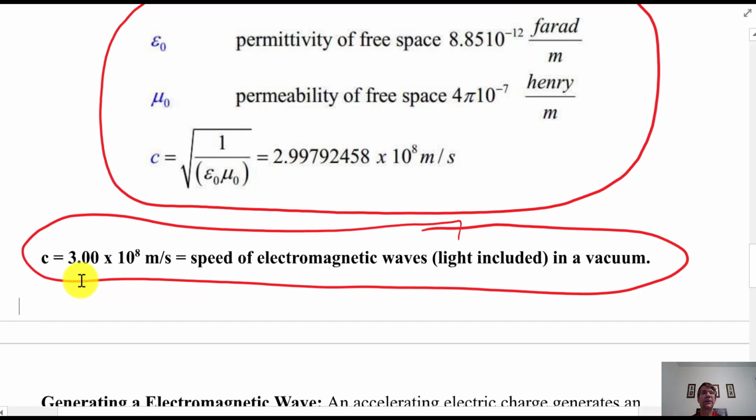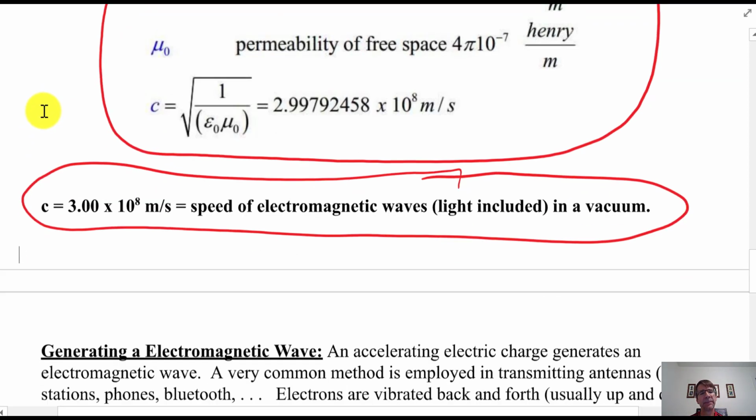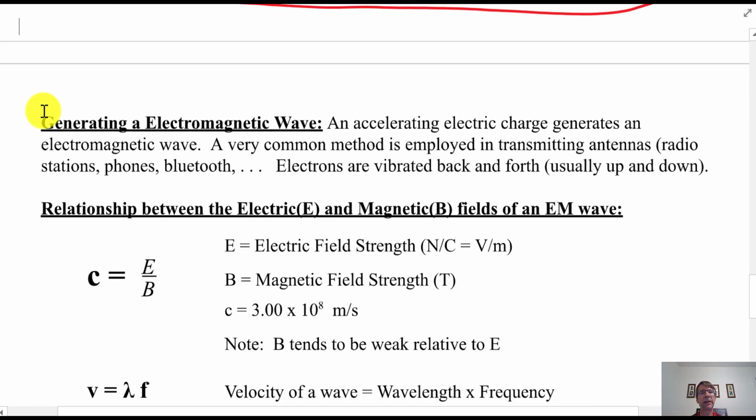All right, so I think it's pretty interesting that if you take those weird constants, and you calculate that relationship, it gives you the exact speed of light. There's an interesting connection there. And there are other people who can probably explain that more in depth, but for now, I just find it interesting. All right, so generating an electromagnetic wave.